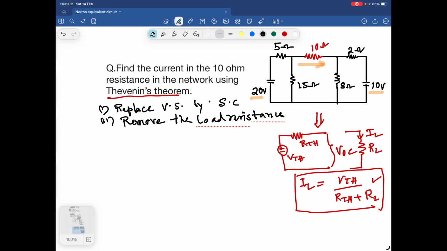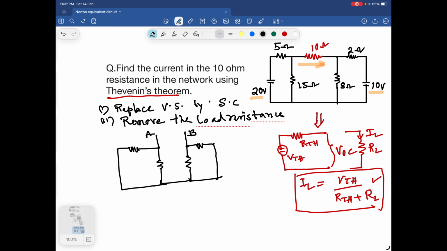Then redraw the circuit. So there will be 5 ohms, 15 ohms, and this is 8 ohms, this is 2 ohms, and this is terminal 1 and terminal 2, or I can write A, B. So AB is the load terminal. Now this is 5 ohms, this is 15 ohms, and we have to look at the load terminal, 8 ohms, and this is 2 ohms.